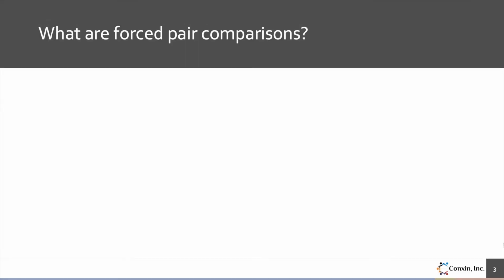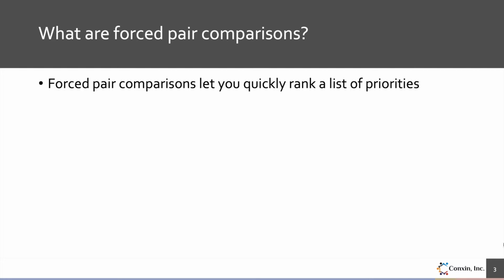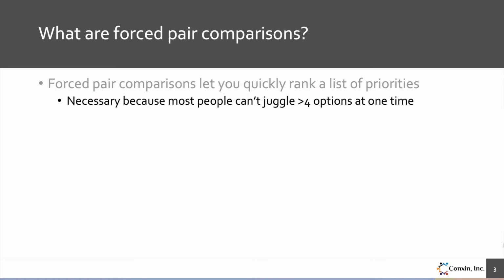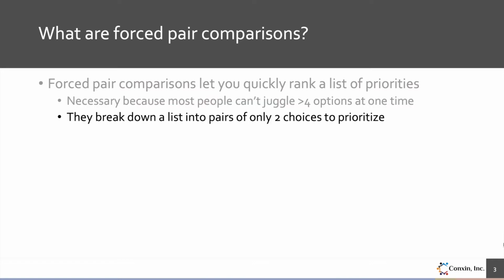So what are forced pair comparisons? Forced pair comparisons are a technique to let you take a list of potential priorities and rank them in order of importance or desirability. Why is this important? Well, most people can't take a list of 4, 5, 6, or more items and rank them. There's too many options, pros and cons associated with each item on the list to stack them all against each other simultaneously. Forced pair comparison gets around this by breaking a list into combinations of only 2 items and then asking the people to choose between one of the 2 items.